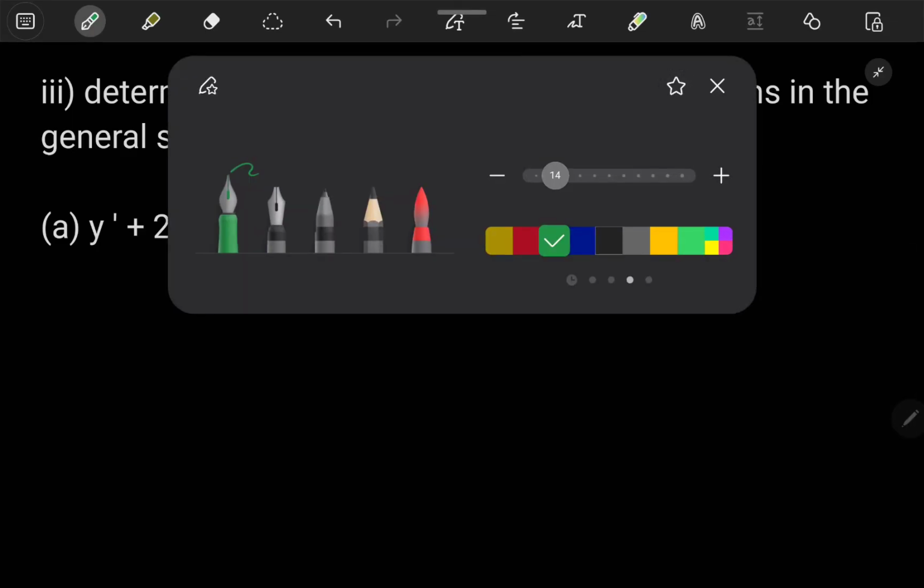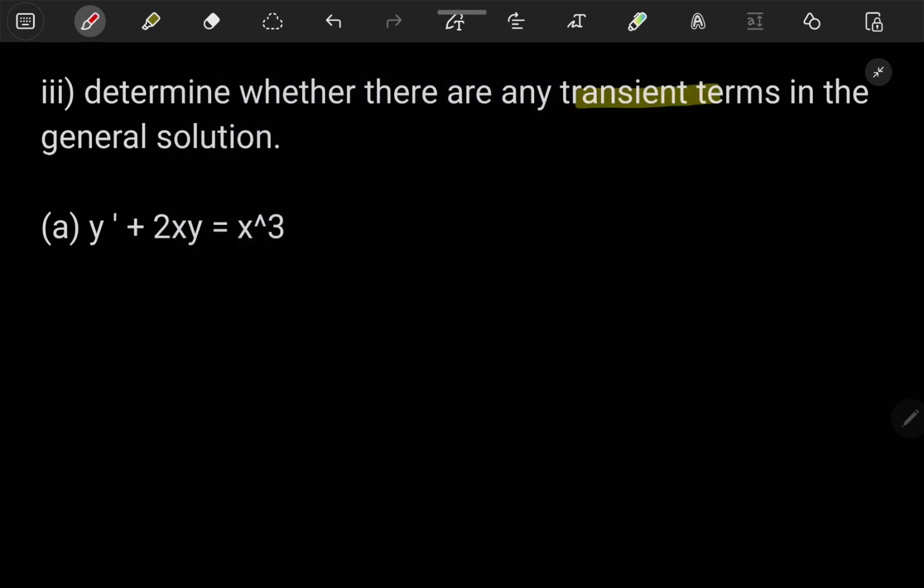y prime plus 2xy equals x to the power 3. This is one of the problems where we are going to use an integrating factor, where we find some function to multiply on this equation such that it looks like some sort of product rule.